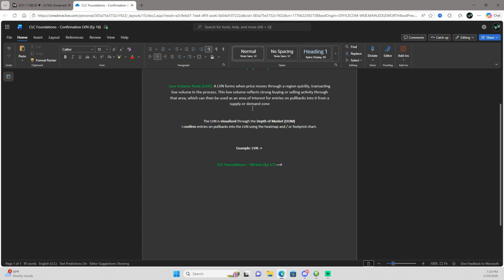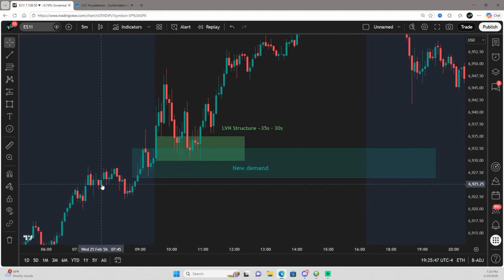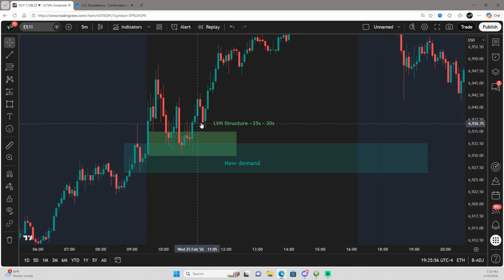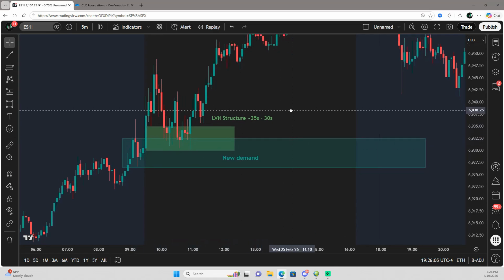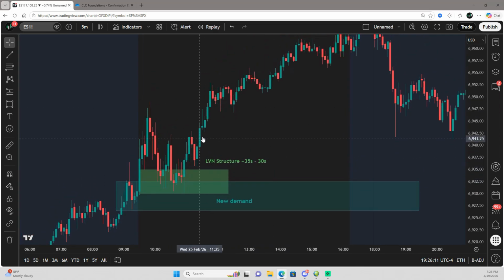So despite visualizing the low volume node through the DOM, I confirm entries into the low volume node using a heat map or the delta footprint chart, or both. And so for the low volume node that we're going to be looking into within Sierra Charts, the context is that price was consolidating here, and then it moved to the upside, forming a demand imbalance. And in the process of doing that, it also formed low volume structure from the 35s to the 30s. And so we're going to see price pull back into it, where right about here we see some very compelling evidence that buyers are stepping in to defend this new demand and this low volume structure for a move back to the upside.